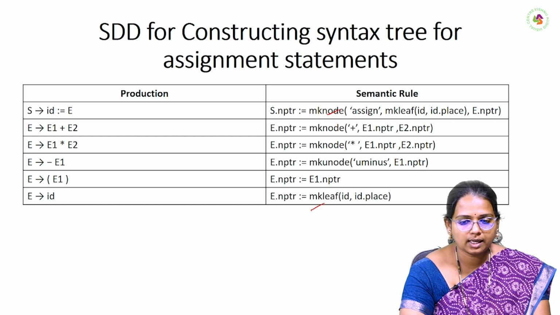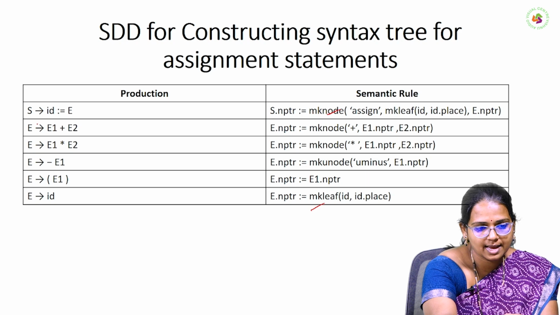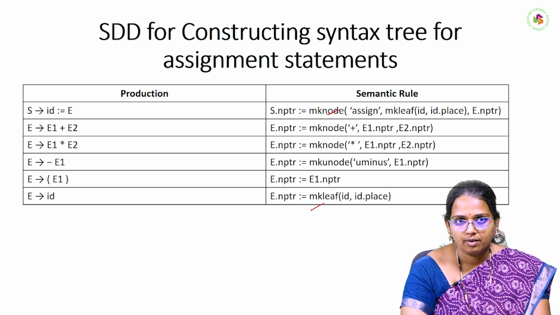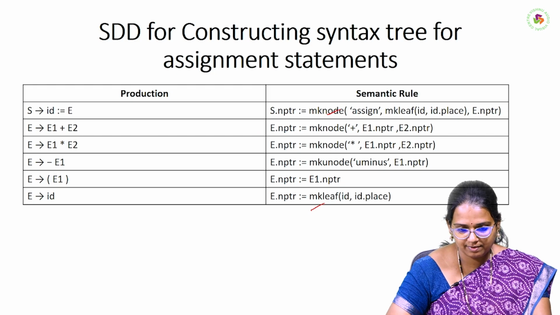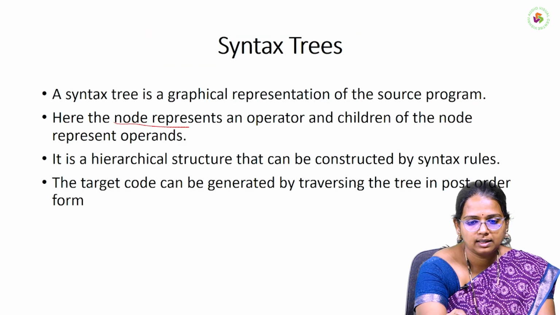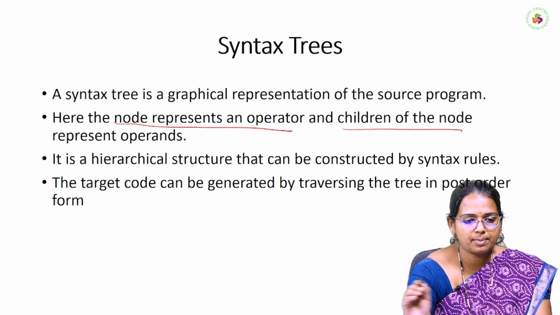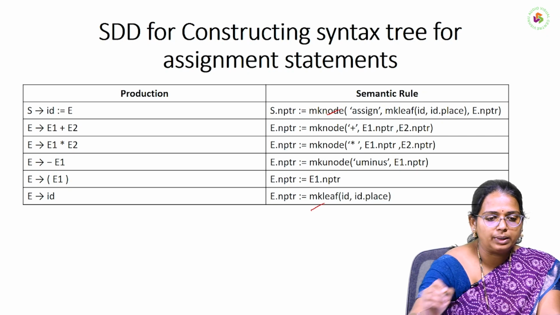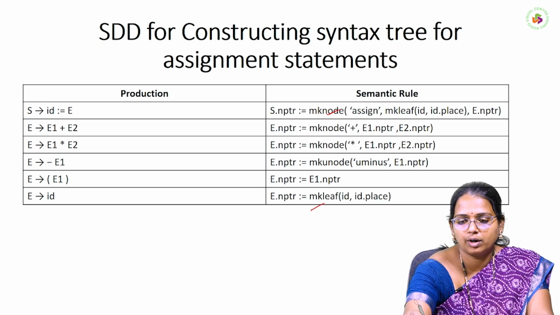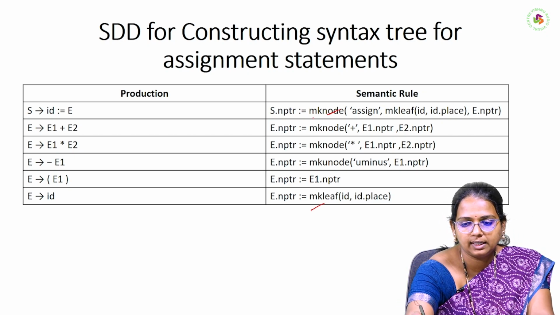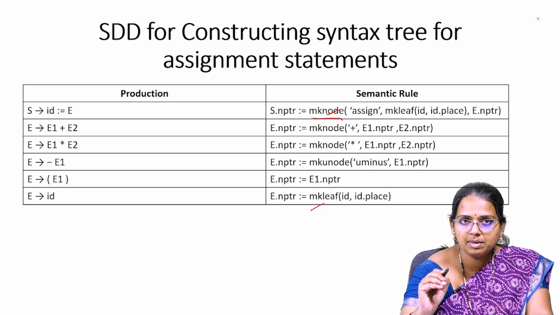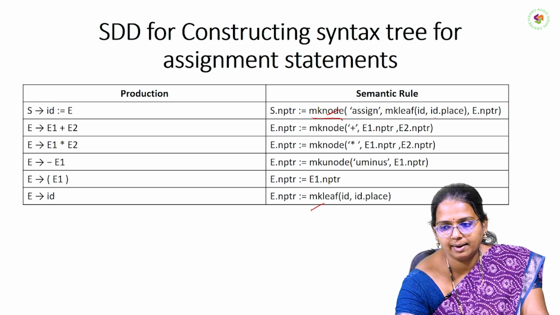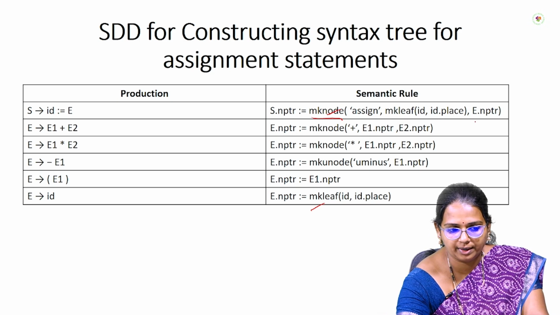So here, for S tends to id equals E, you should make a node. Why? Identifier, we already discussed that in the previous slide. The node represents an operator and the children of the node represent operands, right? So here id equals E is a node. Here id means what? Operand. So assign, make a leaf for id and place that id in the E node pointer.